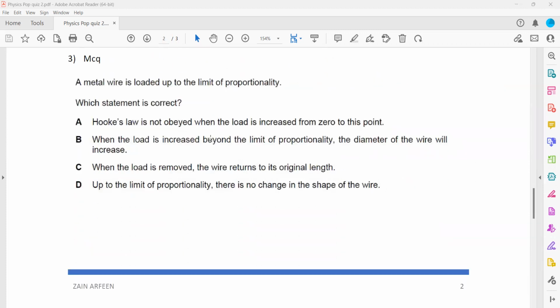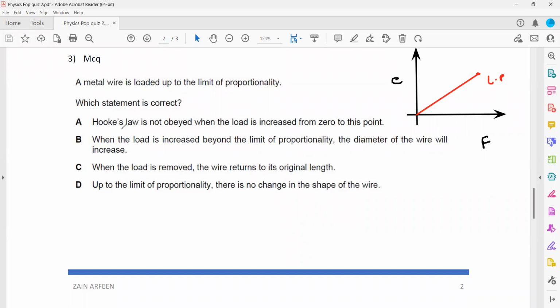In question 3, a metal wire is loaded up to the limit of proportionality. So if we have a graph between force and extension, it will be a straight line. The last point where this line is straight and follows Hooke's law, that point is known as the limit of proportionality. Beyond this point, it won't follow Hooke's law. As it crosses the limit of proportionality, force and extension are not directly proportional.